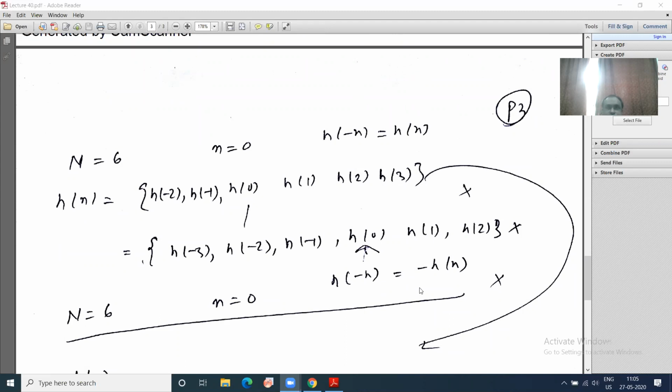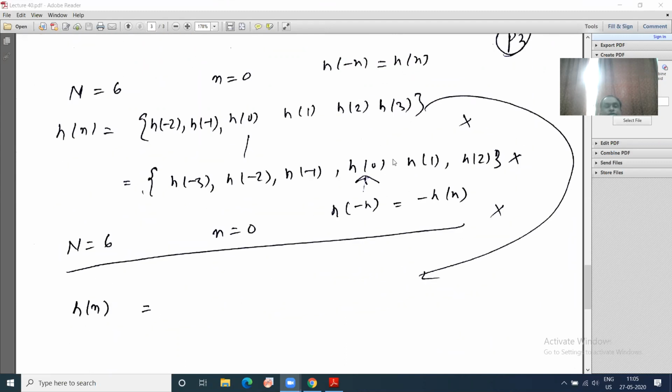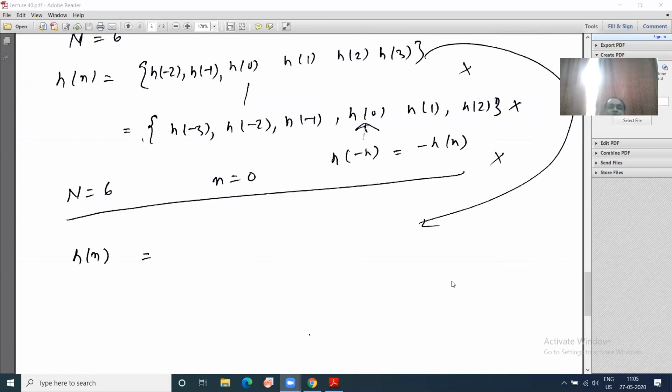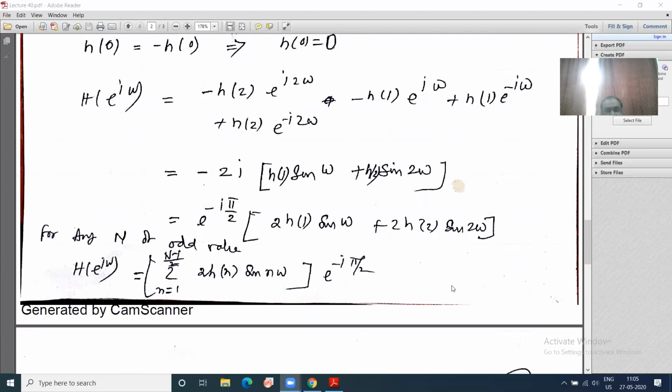In this case also, if I try to distribute with respect to the origin, the same problem will happen, because with respect to n equal to 0, we cannot arrange an equal number of points symmetrically. Therefore, for even values of n, antisymmetric distribution also does not exist. Okay? If you have any doubt, then you can ask.